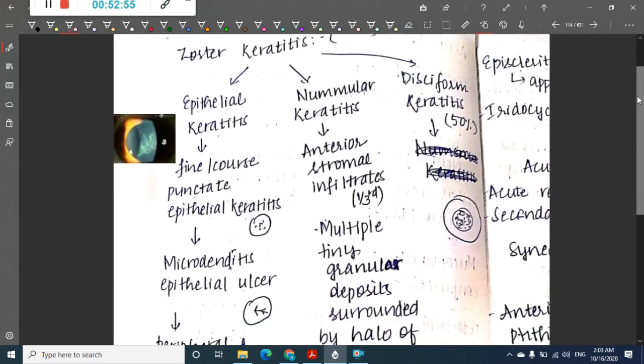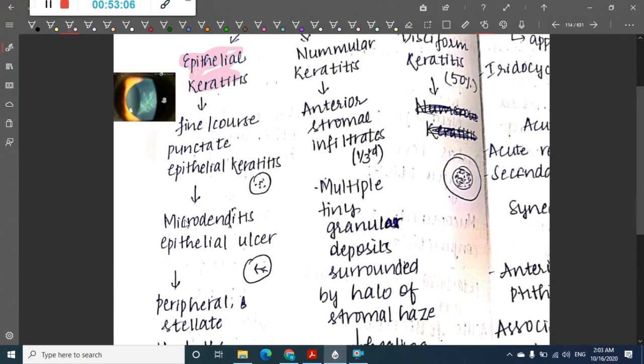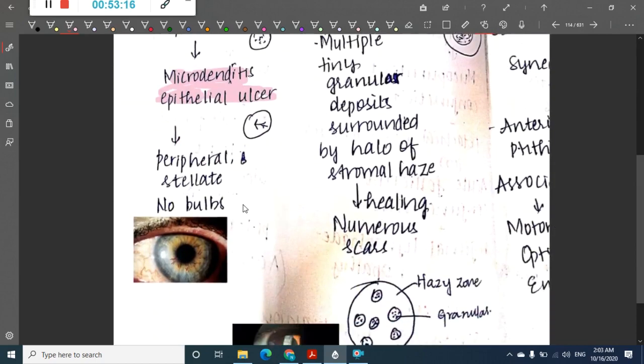Then zoster keratitis has three parts. One, we have epithelial keratitis. This is the picture of epithelial keratitis. Here you can see microdendrites, where the dendrites do not have any knob-like structure, which you generally see in herpes simplex virus.